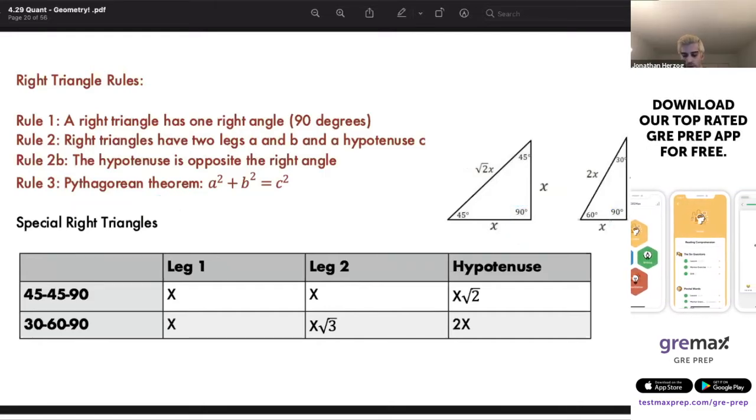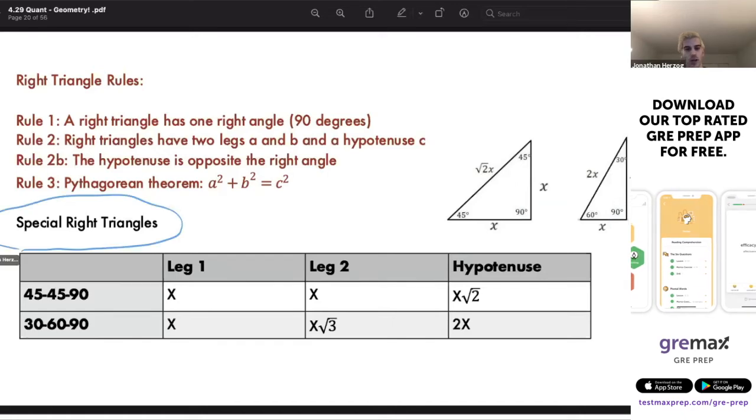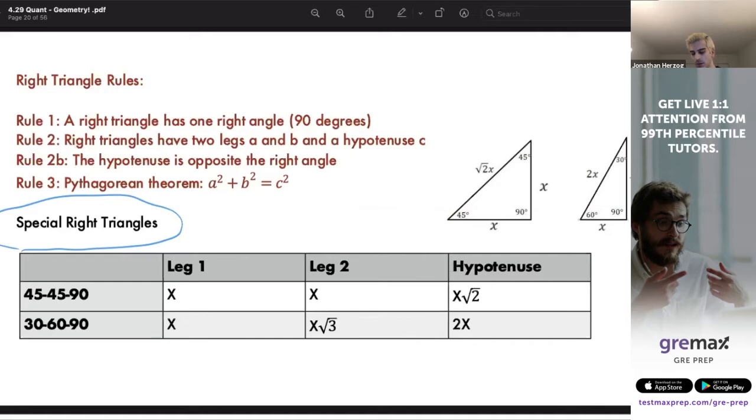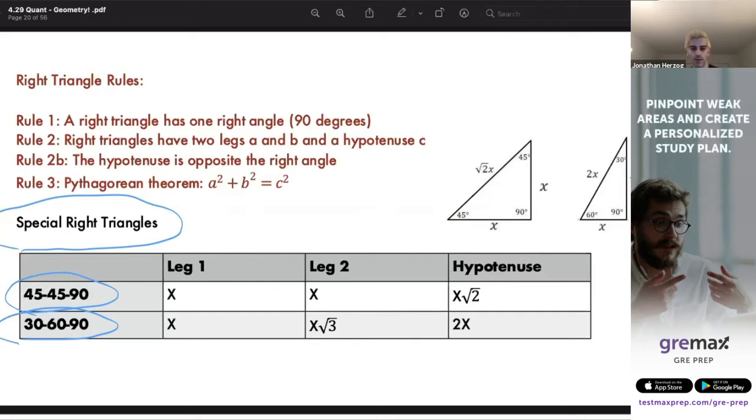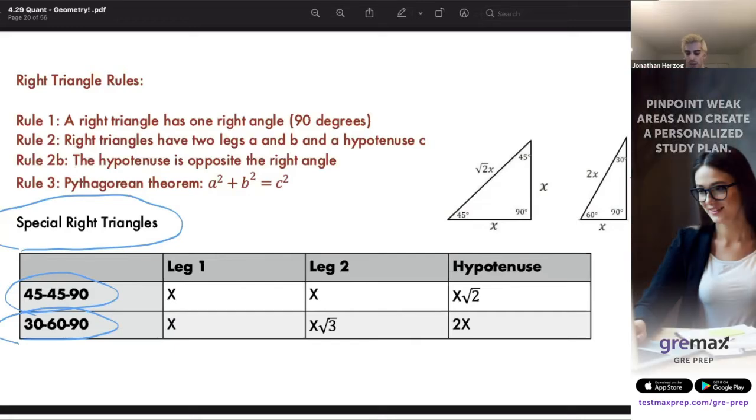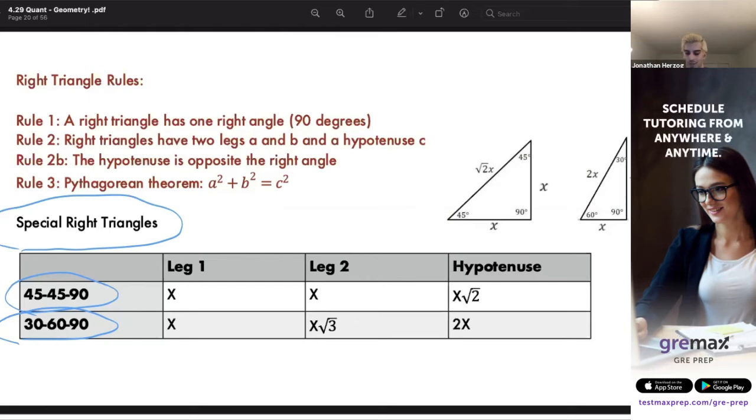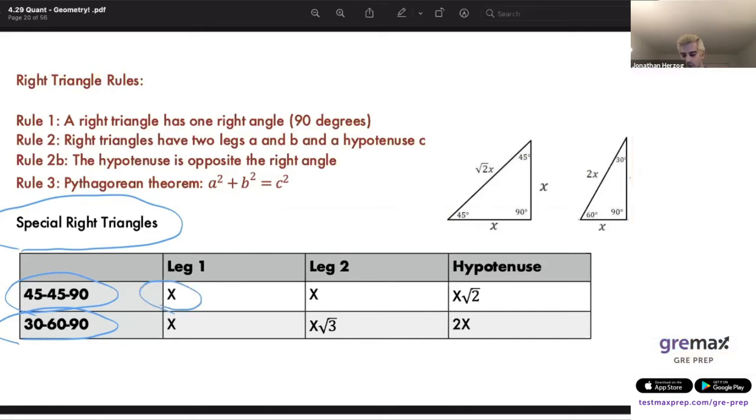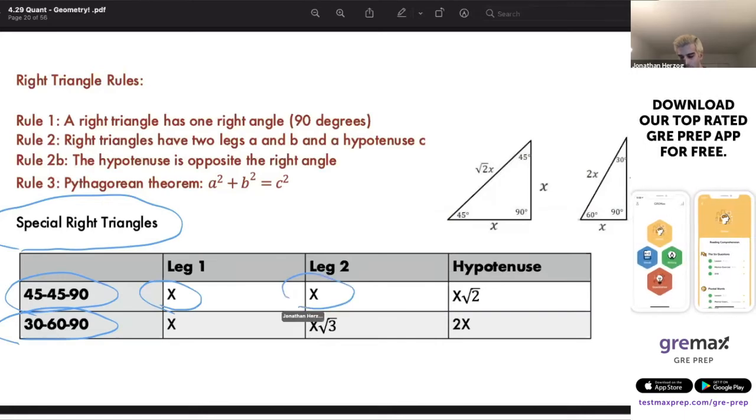We have 2 very, very special VIP right triangles. We'll see just a little bit more about them in a moment. The 45, 45, 90 and the 30, 60, 90. 45, 45, 90, the isosceles right triangles. Isosceles where 2 of the sides are equal. The relationship between the legs and the hypotenuse goes as follows: x, x, and x radical 2.